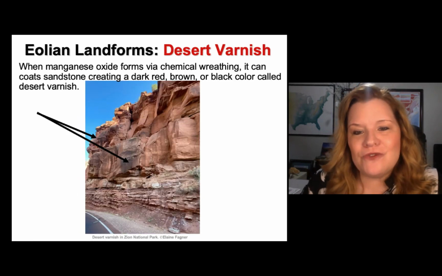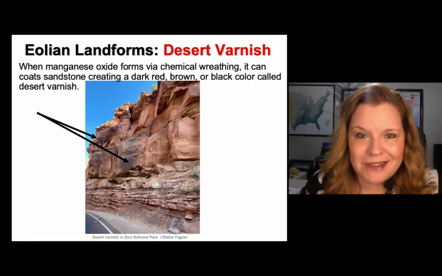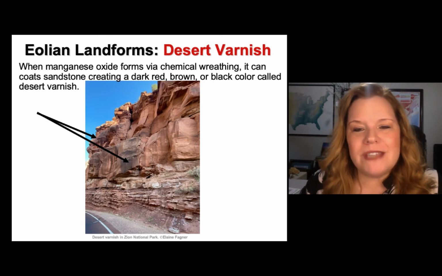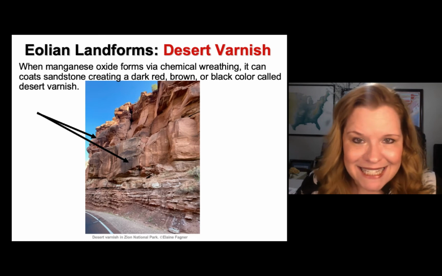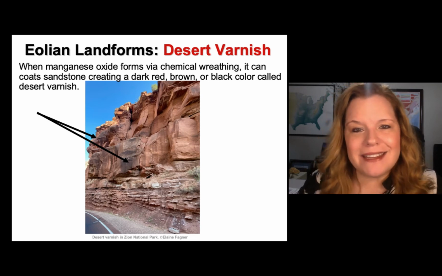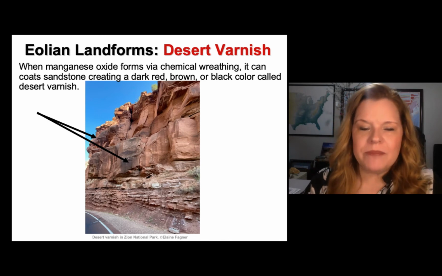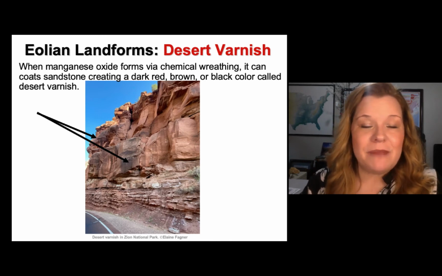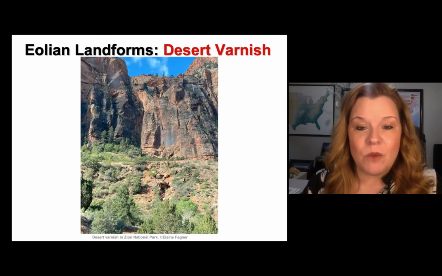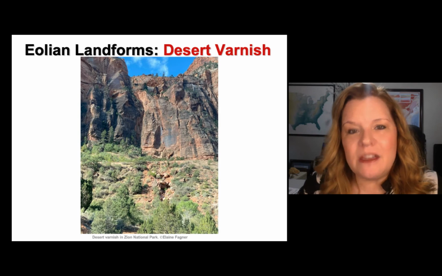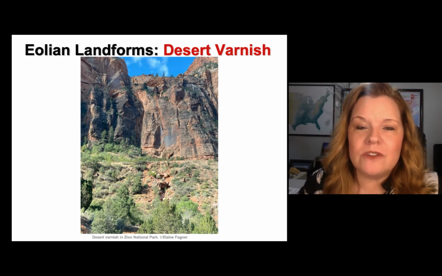Let's talk about desert varnish, because it's everywhere out in the desert. This is a form of chemical weathering, and it will coat sandstone with manganese oxide. Manganese oxide, you need to remember that. And that's what causes the dark red and brown coatings that you'll see. Something like this doesn't seem that impressive, but when you see stuff like this in Zion, you're like, wow, it really makes remarkable changes to the rock.